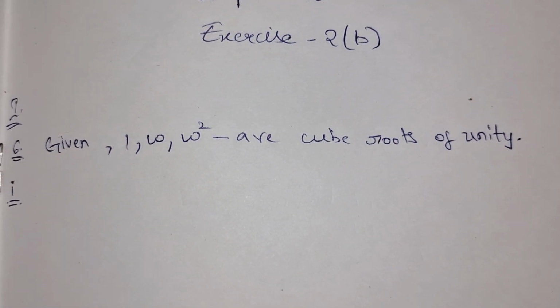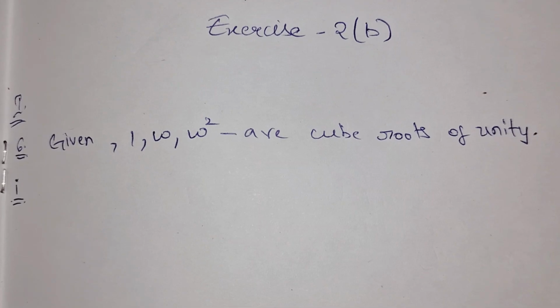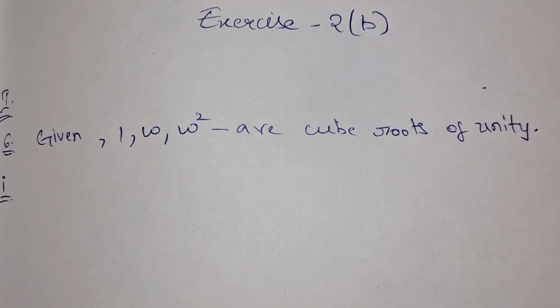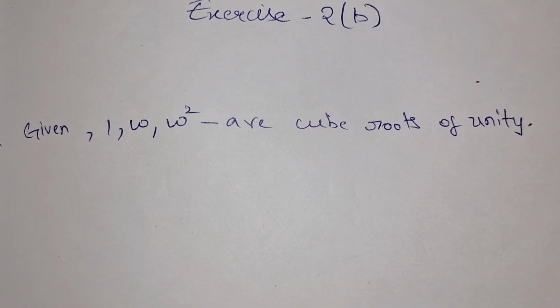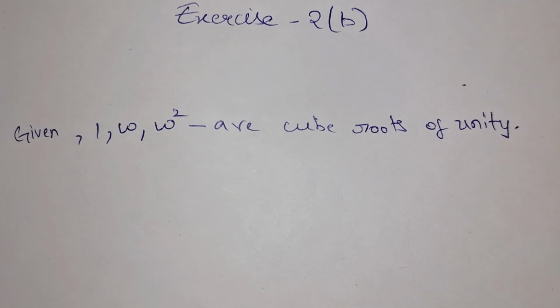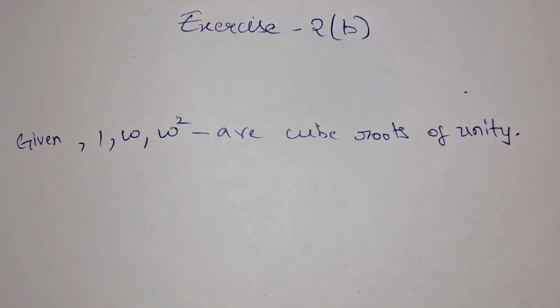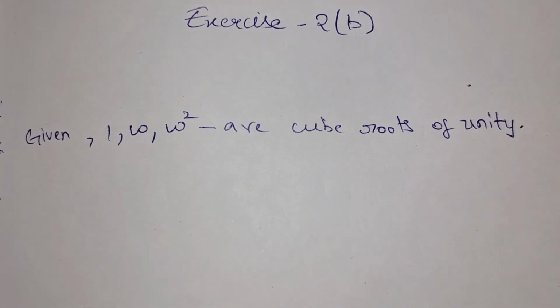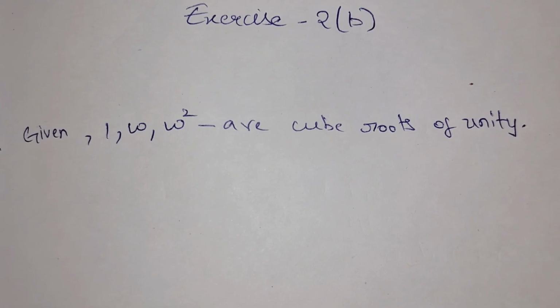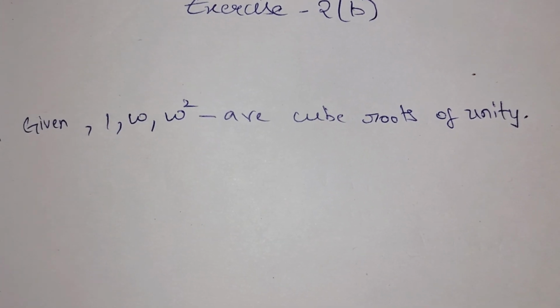In the sixth problem, it is given that 1, omega and omega square are the cube roots of unity, and we have to find the values of the given questions from 1 to 7. So let's solve those questions and find their values.